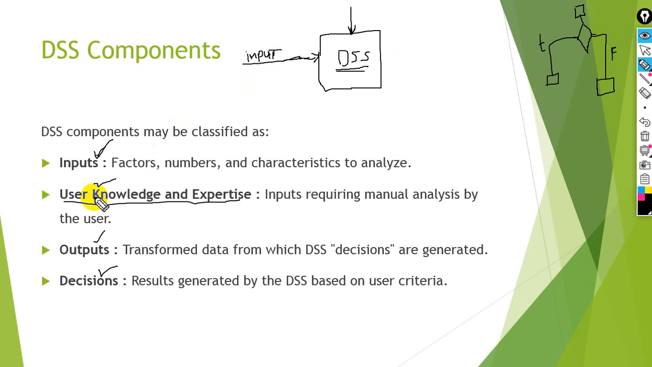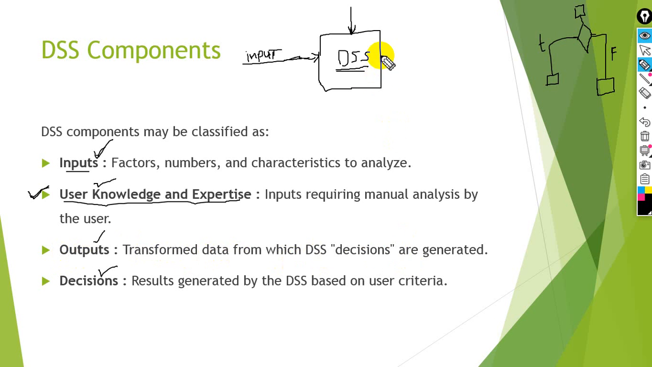So we need also the human expertise for finding the solution for the input. The outputs are the transformed data from which DSS decisions are generated.